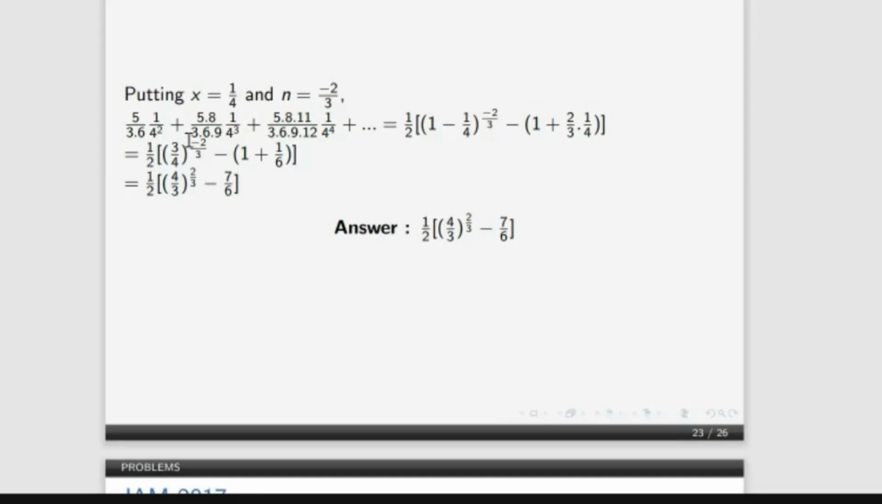So finally, just the numerical calculation. It becomes 1 by 2 into 3 by 4 power minus 2 by 3 minus 1 plus 1 by 6, which is 1 by 2 into... So this is a negative power. Making it a positive power, the fraction gets inverted. So 4 by 3 power 2 by 3 minus this term, which is 7 by 6.